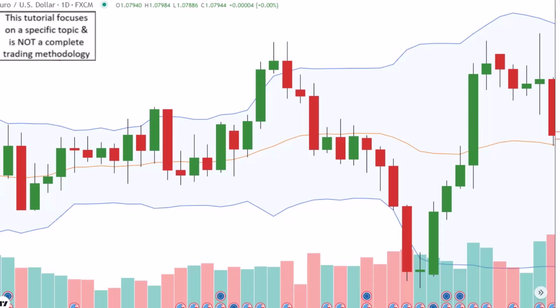So let me just show it to you real quick. It's pretty simple. What we're using is our Bollinger Bands. Got price action. Okay, we've got a daily chart. We're looking at the euro right now. I'll show you an example on stocks as well. But the setup is very simple.